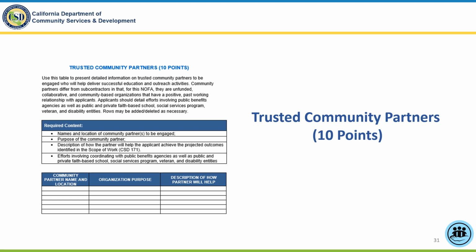For the purpose of this NOFA, community partners are defined as non-funded partners with whom your organization has a positive past working relationship. Applicants need to provide the name, location, purpose of the organization, and a description of how the partner will help them achieve their scope of work. Now let's move on to past activities.